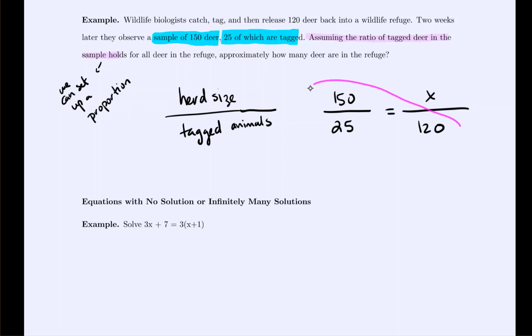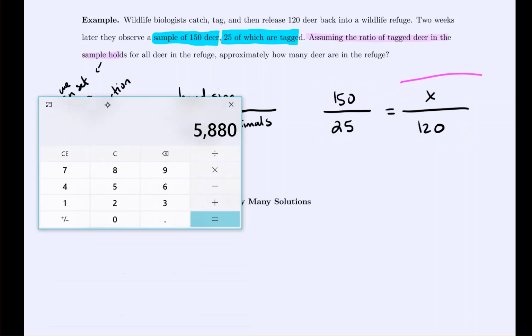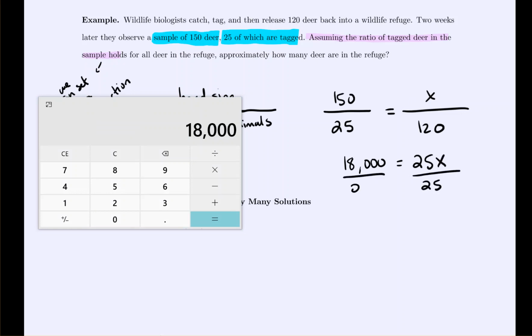Once we set up this proportion, we can cross-multiply to get an equation. 150 times 120 would be 18,000. 25 times X is 25X. So we can solve for X if we divide both sides by 25. So that tells us the herd of the entire refuge size is 720 deer.